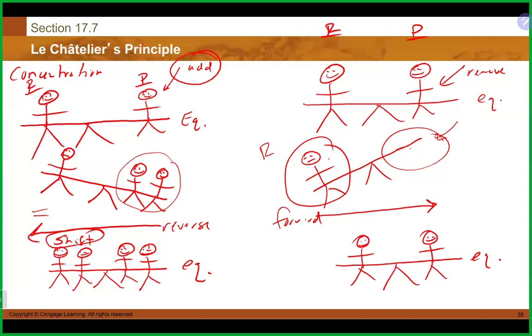So basically, if you add reactants, it should shift towards the product side. If you add a product, it should go to the reactant side. If you remove a reactant, it should come towards the reactant side. And if you remove a product, it should go towards the product side.